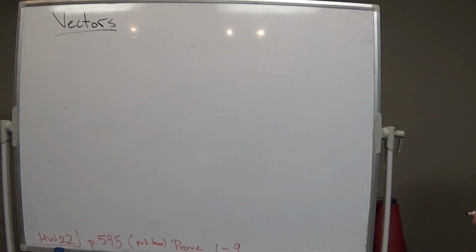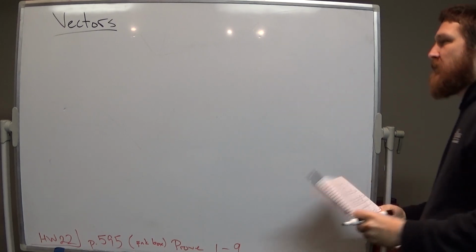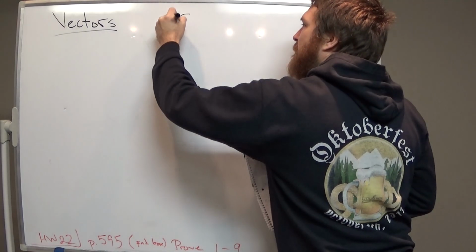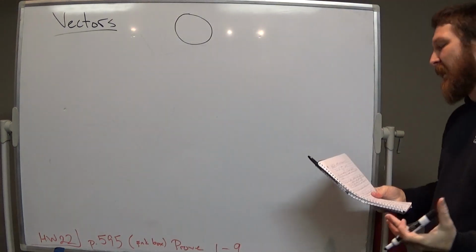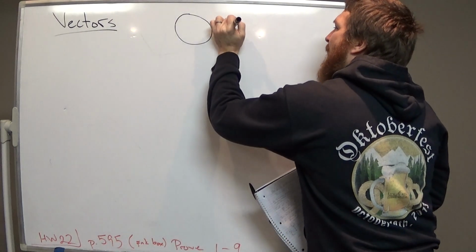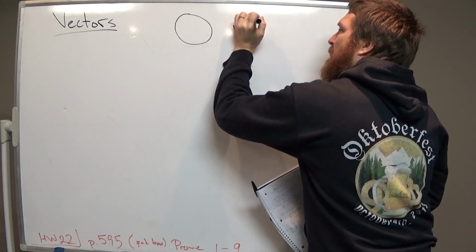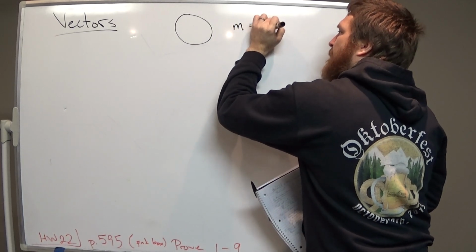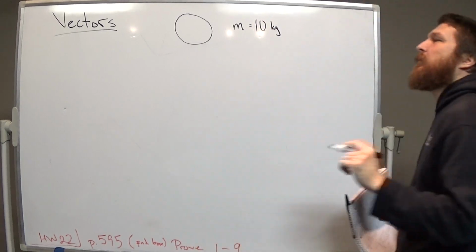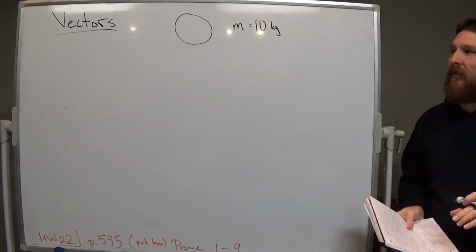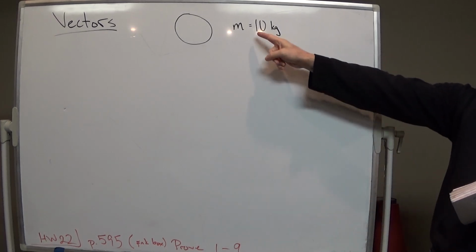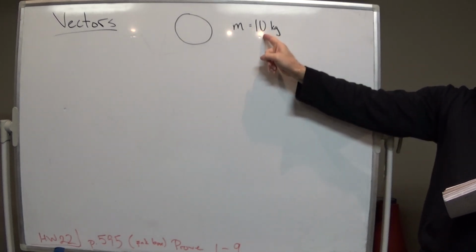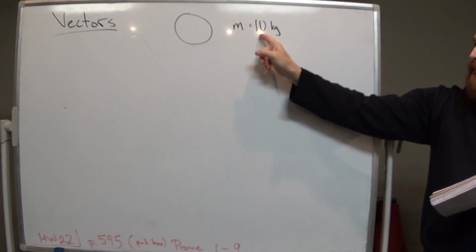We're going to start off talking about, let's imagine we have a bowling ball. This is a bowling ball. Or any kind of ball, whatever. And let's say that its mass is, I don't know, how about 10 kilograms? It's a very, very heavy bowling ball. So maybe it's some other kind of ball. And the thing is, this quantity right here, it's what we call a scalar quantity.